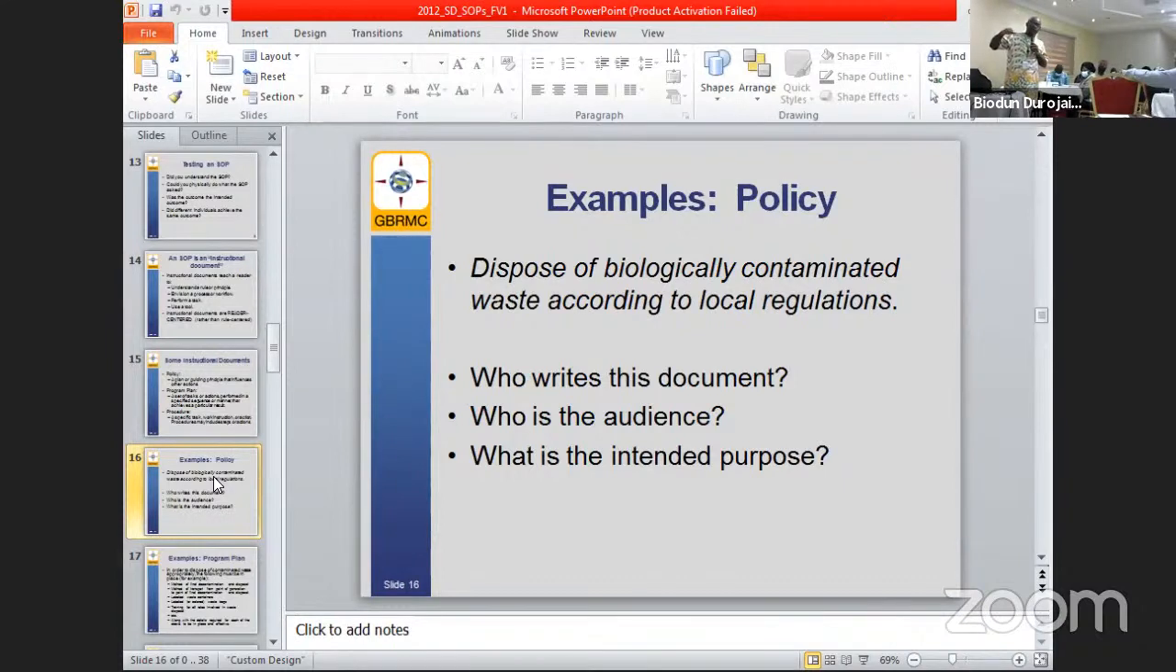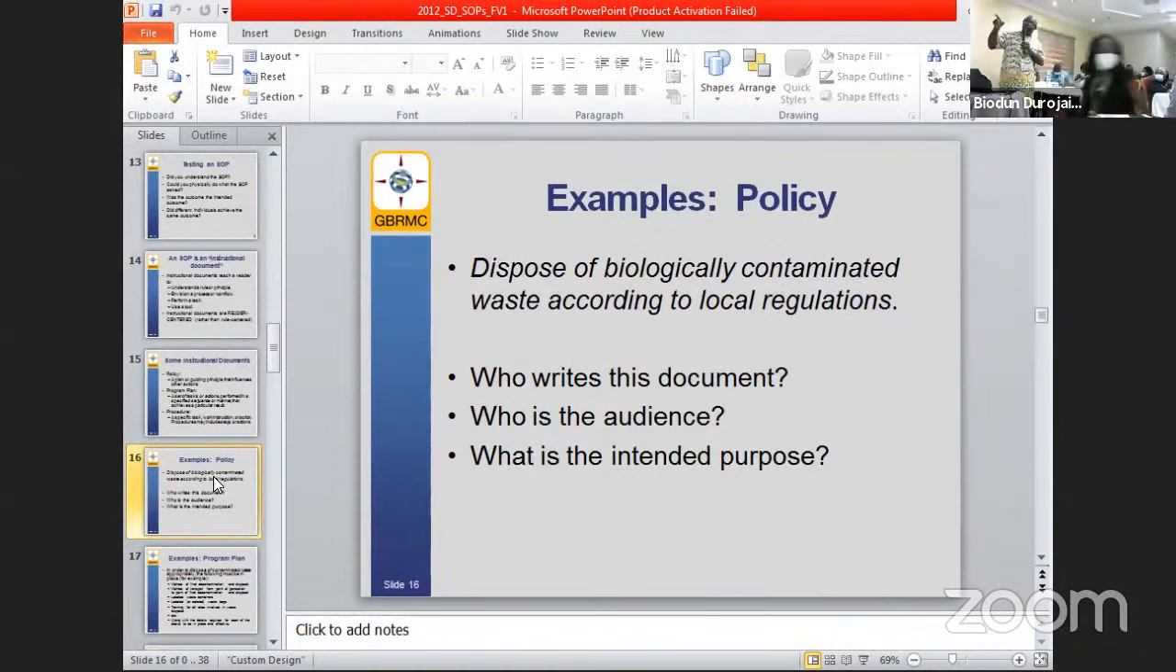Okay, please, so that we move on here. We have this example, policy, and that's the policy statement: dispose of biologically contaminated waste according to local regulations. Who writes this document? It will be agreed by the top management or middle level management. Who is the audience? All those who are involved in either generating or handling or disposing of biological waste. Those are the audience.